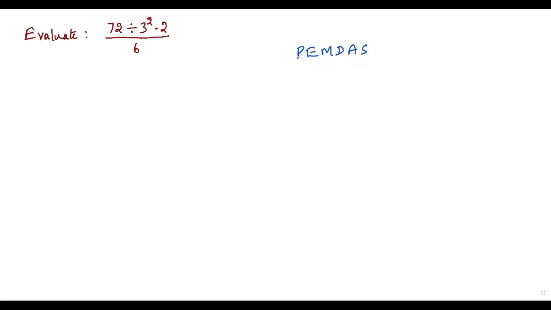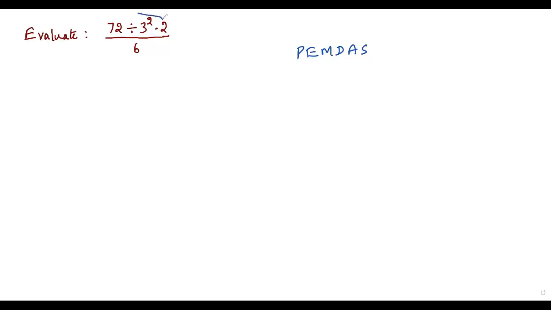Here in PEMDAS, the first letter we have is P. P refers to parenthesis. If there is any parenthesis in our numerical expression, first we have to evaluate the stuff inside the parenthesis, but we don't find parenthesis in our numerical expression. So let's go to the second letter, E. E refers to exponent, so then we have to do exponent first.